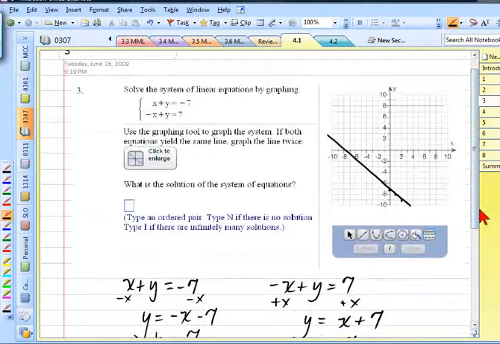I have a y-intercept of 7, so I begin at positive 7. From there, I move up 1, right 1, up 1, right 1, and so on. Let me try to go back the other way. Down 1, left 1, left. I'm just getting as many points as I can.